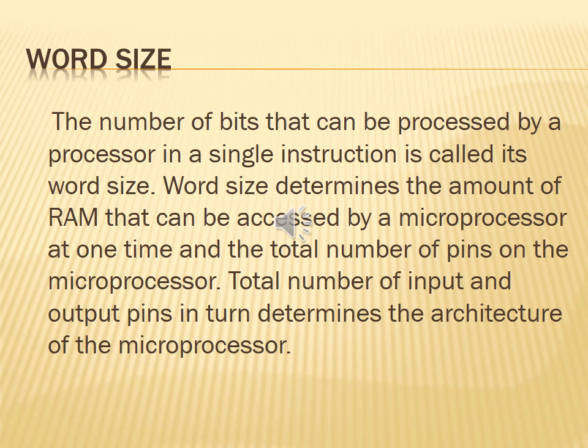Okay, the number of bits that can be processed by a processor in a single instruction is called word size. It determines the amount of RAM that can be accessed by a microprocessor at one time, and the total number of pins on the microprocessor. Total number of input and output pins in turn determines the architecture of the microprocessor.